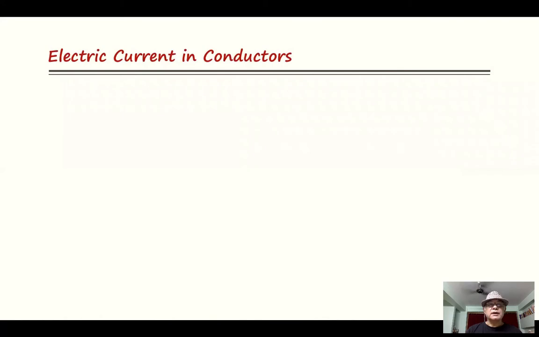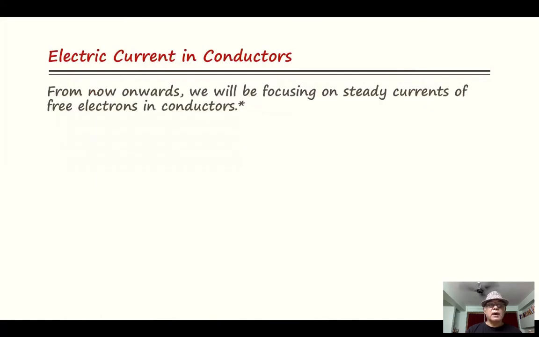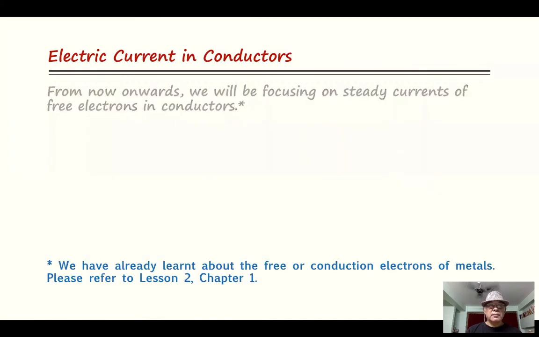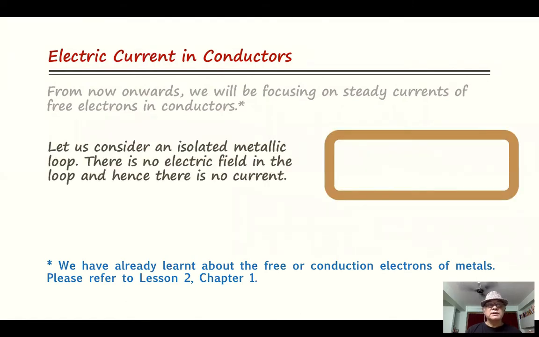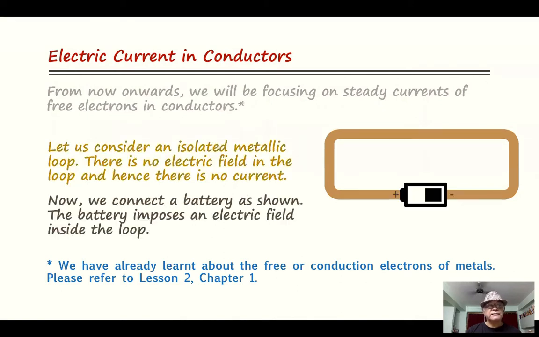Electric current in conductors. From now onwards, we'll be focusing on steady currents of free electrons in conductors. We have already learned about the free or conduction electrons of metals. Please refer to Lesson 2, Chapter 1. Let us consider an isolated metallic loop. There is no electric field in the loop, and hence there is no current. Now we connect a battery as shown.